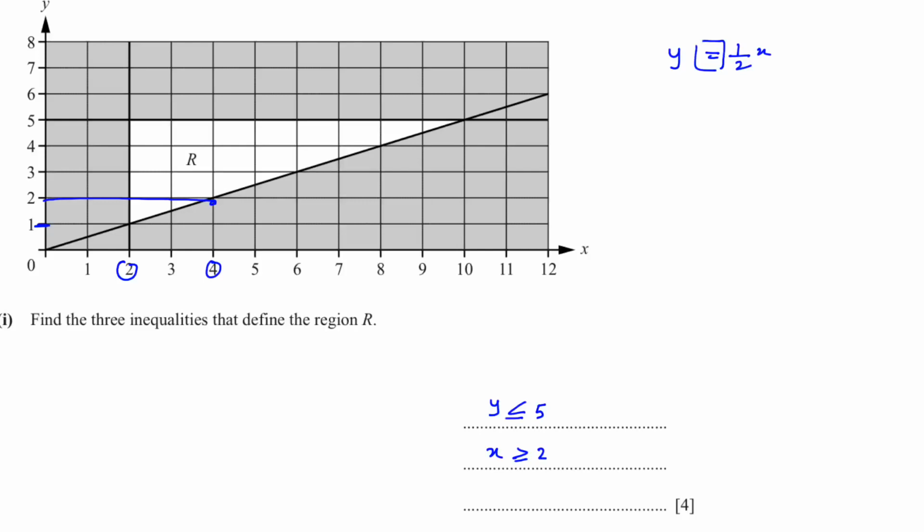Choose any point which you find easy. I'll choose 3 and 3. So when x is 3, y is 3. Replace the x with 3. This is 3, and this, when you put in the calculator, is 1.5. This is your y value, this is your x. So y is more than or equal to 1.5. Therefore, you have your equation, y is more than or equal to half x.